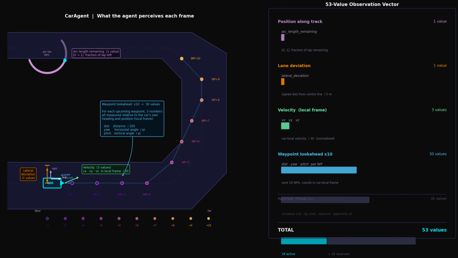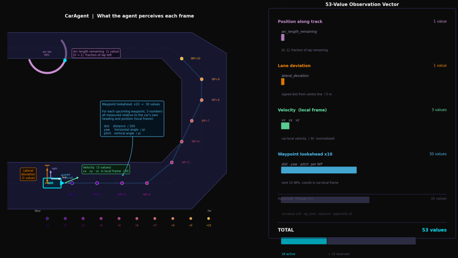The agent can't ask where am I on the track. It can only ask what is near me right now. Think of it like you are driving in a thick fog. You can only see the next few road markers ahead of you. That is exactly what the agent perceives right now.